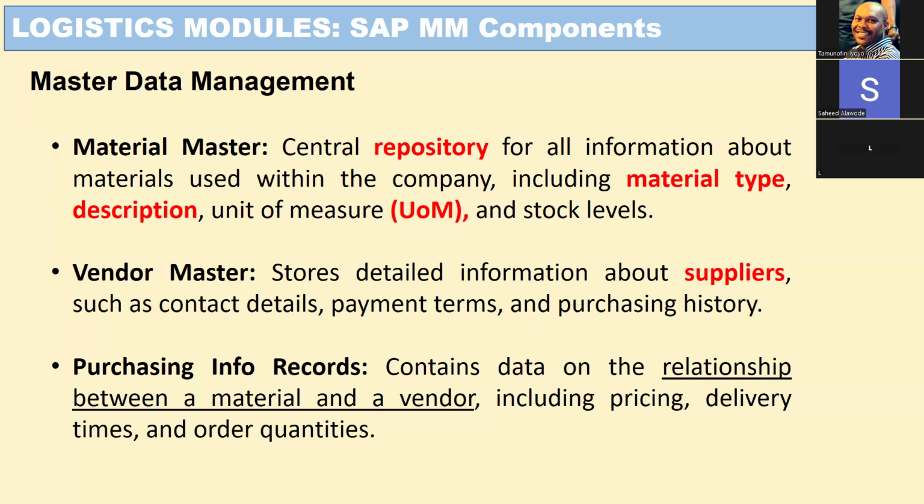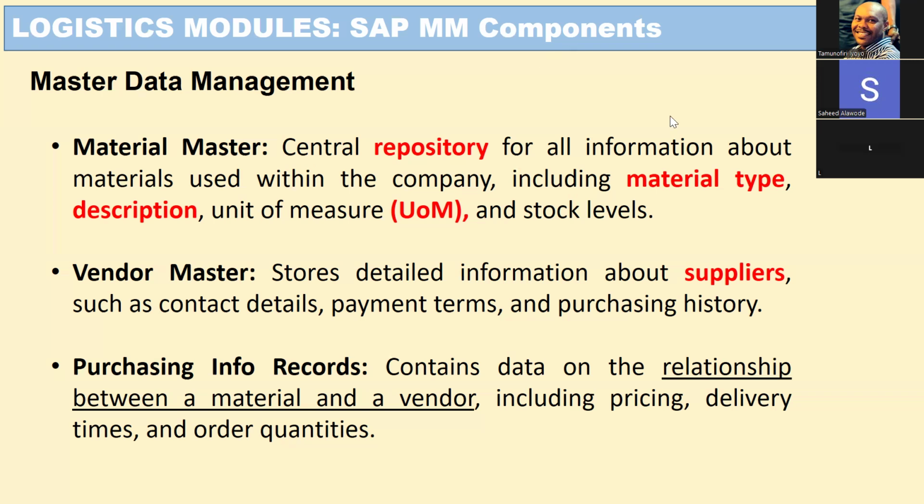Then we have the purchasing info record. It contains data on the relationship between a material and a vendor, including pricing, delivery times, and other quantities. So everything between your company and the vendor's company, it just integrates that particular data so that you'll be able to know exactly, for instance, if the vendor calls a particular material a different name in his organization and you call your own material a different name in your organization, you can integrate it using the purchasing info records.